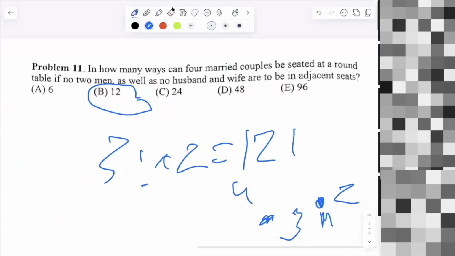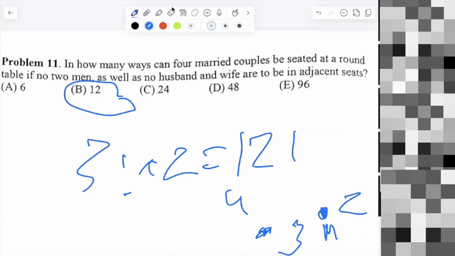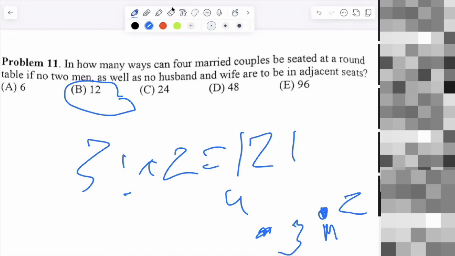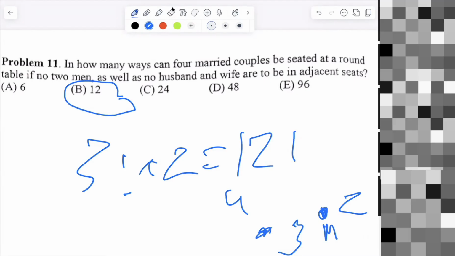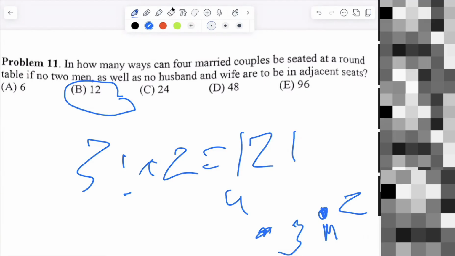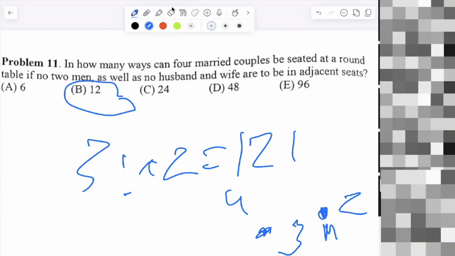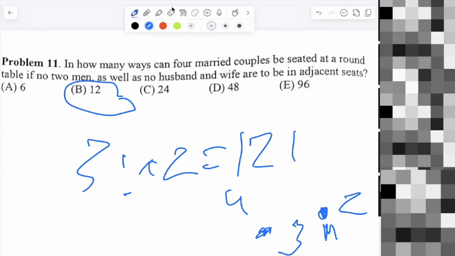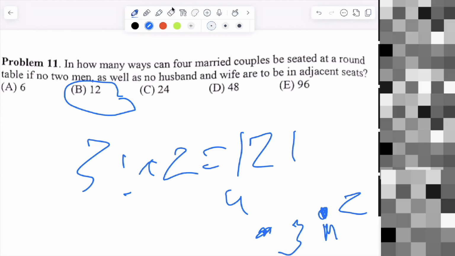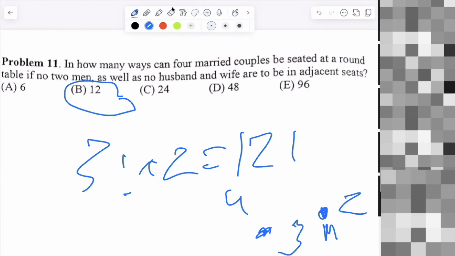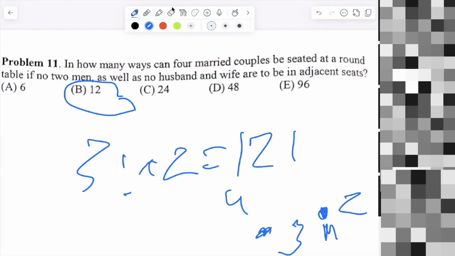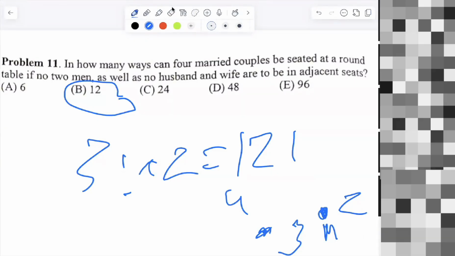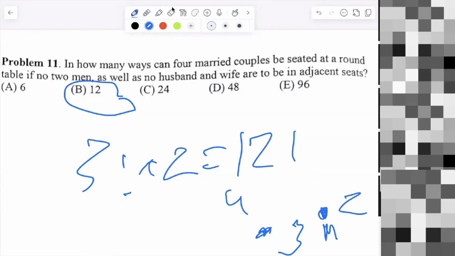Oops, sorry about that. For problem 11, let me re-explain what it says. Notice that for any circle of n objects or n people, the total number of ways to order is n minus 1 factorial. So you have to divide by n to account for the rotations. For example, say we have A, B, C, D. It's the exact same thing as D, A, B, C, or C, D, A, B. Right?